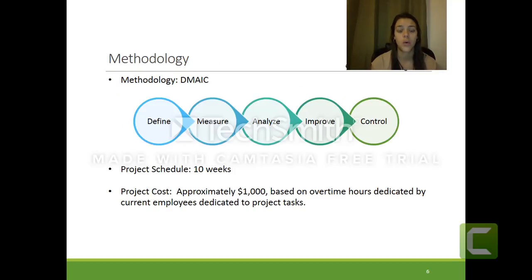The methodology used for this project was DMAIC: define the problem, measure, analyze, improve, and control. The project schedule was 10 weeks, and after the 10 weeks, we were in the implementing and controlling phase and defining our final conclusions. The project cost was approximately $1,000 based on overtime hours dedicated by current employees to these project tasks.